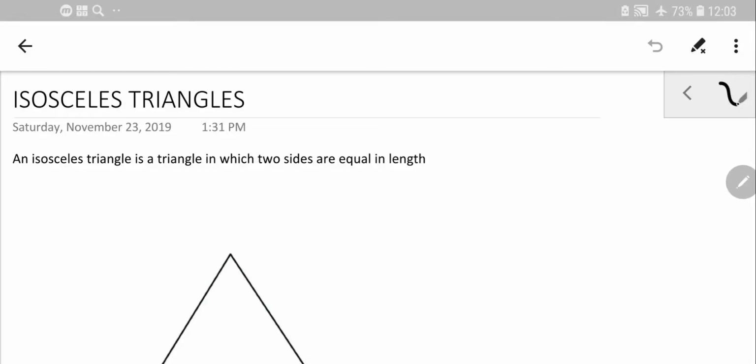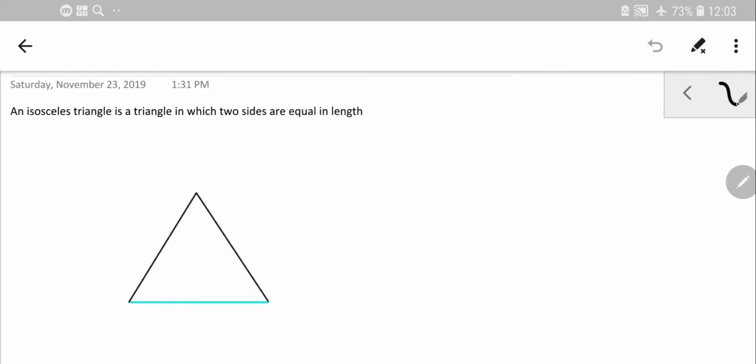Hello guys, welcome back. We are going to go back to triangles, and here are isosceles triangles. By definition, an isosceles triangle is a triangle in which two sides are equal in length. For example, if you have this triangle, the two sides, called the two legs or lateral sides, should be the same. We mark them with equal marks, and that means they're the same.